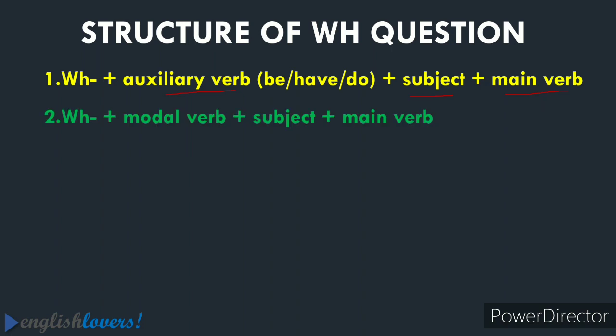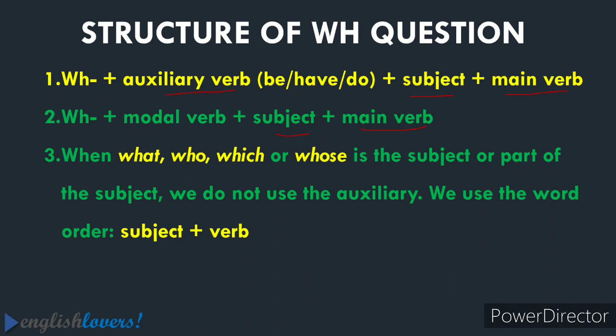Then there is another structure, that is WH question word, modal verb, and then subject and main verb. So either of them is the structure of WH question. Or it can be a structure when what, who, which, or whose is the subject or part of the subject. So remember these question words: when they are the subject or part of a subject, we do not use the auxiliary, and rather the structure is subject plus verb in the question. So out of these three structures, one of the structures is there in a WH question.